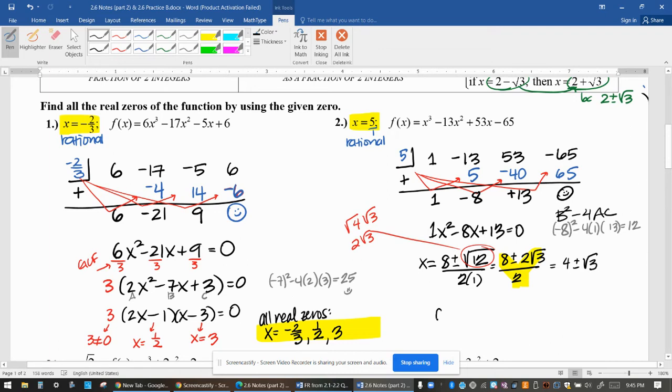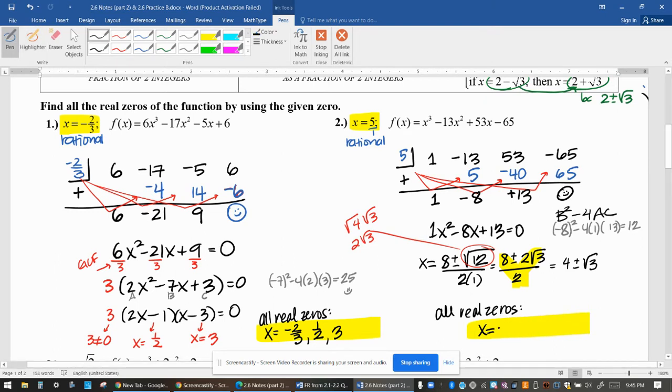So how many real zeros did we get? Well, we want to write them from smallest to biggest. So 4 minus root 3 comes out to be about 2.27. And then 4 plus root 3 comes out to be like 5.73-ish. So remember, try to write your zeros from smallest to biggest.